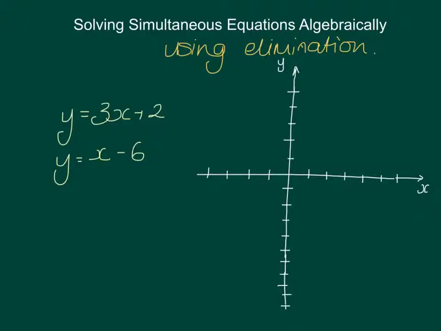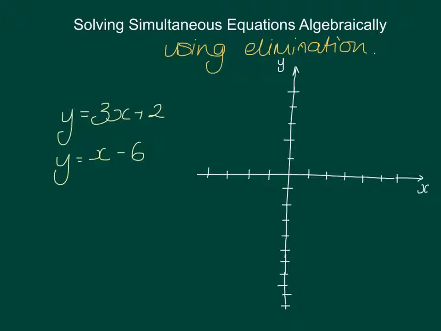So solving simultaneous equations means finding the point or the points between two curves or lines where they meet, where they cross each other. And we're going to do this algebraically, so that means not using graphs and not using pictures or anything like that, but actually just using the algebra that's in front of us. And we're going to solve this by using a method called elimination.